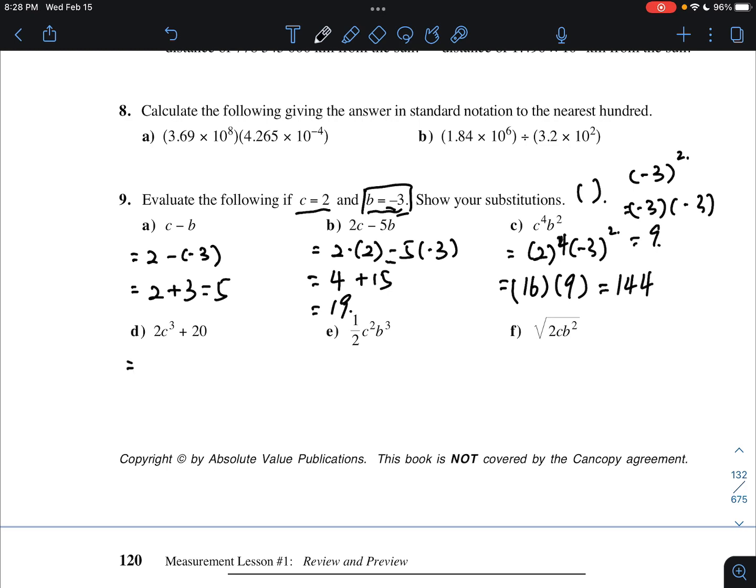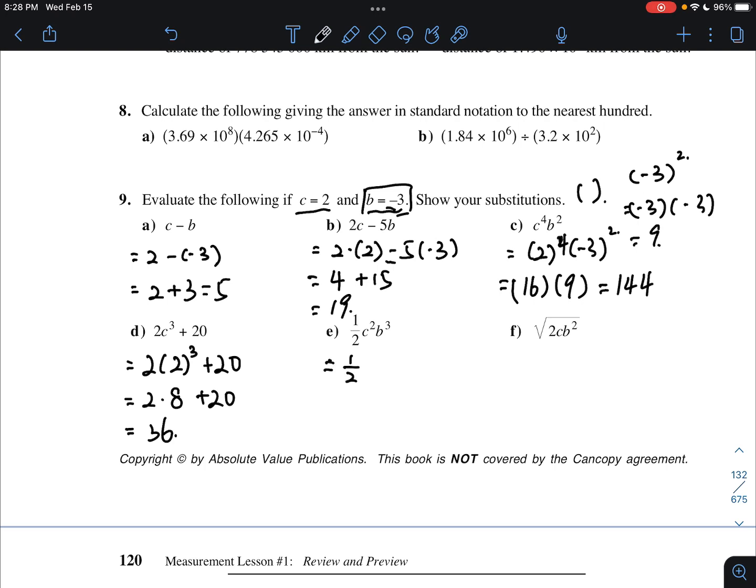And for C is 2, so it's 2 times 2 raised to the power of 3 plus 20. So this is 2 times 8 plus 20, so it's 36. And the E, and 1/2. And the C is 1/2.